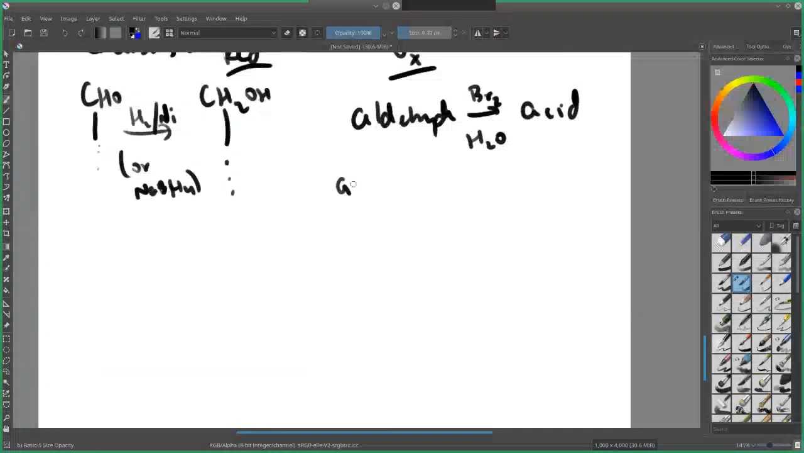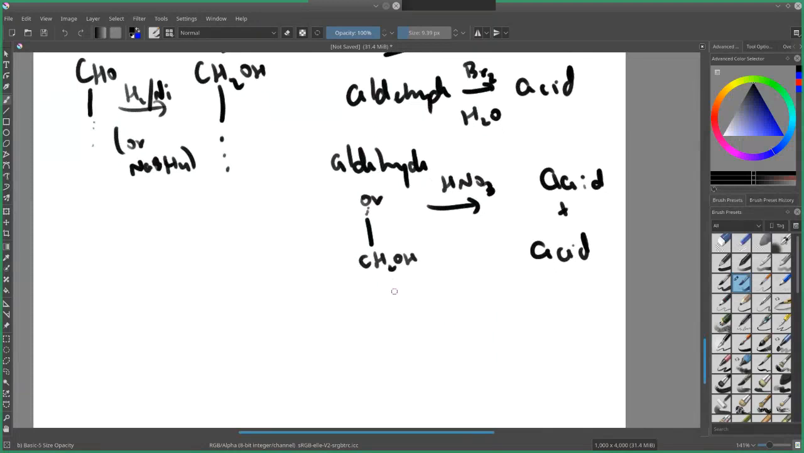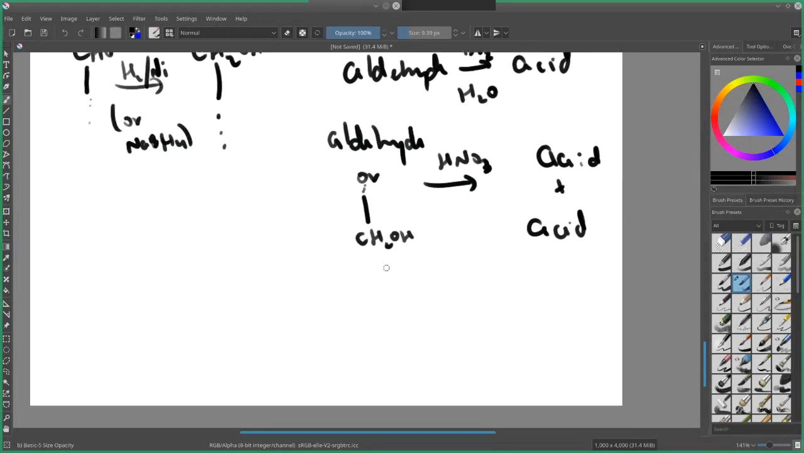So you can also take an aldehyde and a primary alcohol, like a primary alcohol like that, and then you give it nitric acid, and nitric acid is a lot stronger of an oxidizing agent. So you get an acid plus an acid. So both of these will turn into acids. Okay. The alcohols that are along the chain won't turn into acids. So it's only at the end, right?